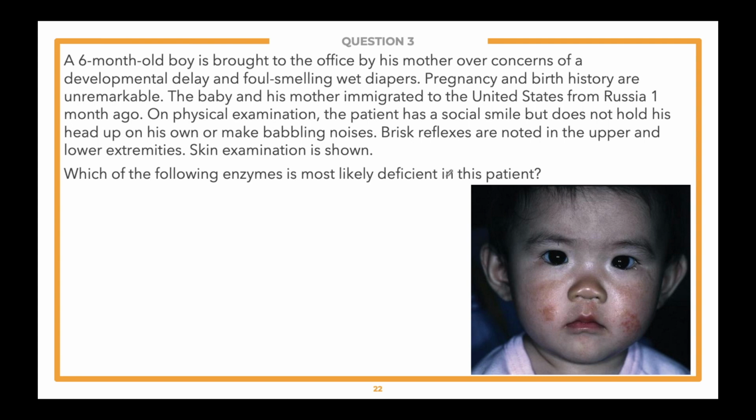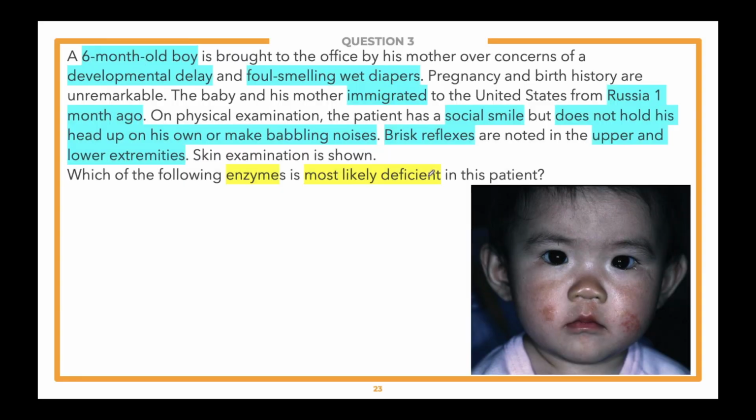Boris. Thank you, Sean. So once again, we are going to go ahead and show you what we think are the important clues in this vignette and the lead-in. So now we've got a much younger patient, a 6-month-old boy, okay? And we are told right off the bat of certain concerns that made the mom bring the baby in: developmental delay and foul-smelling wet diapers, okay? They then give us some important social history.